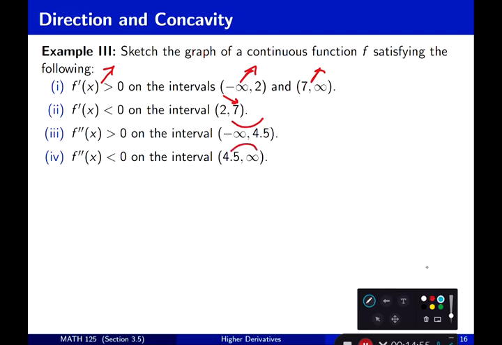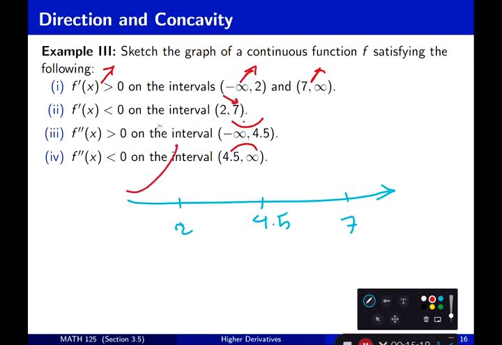So when I draw the number line and put in the important points 2, 4.5 and 7, and then look at the information given. I have to go up and the smiley face. So up and smiley face looks like that. And then between 2 and 4.5, it's down and still smiley face. So I have to go like that.